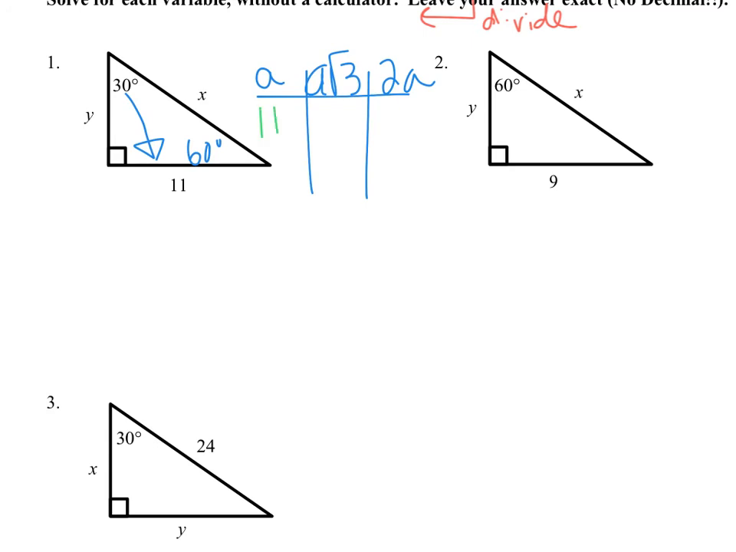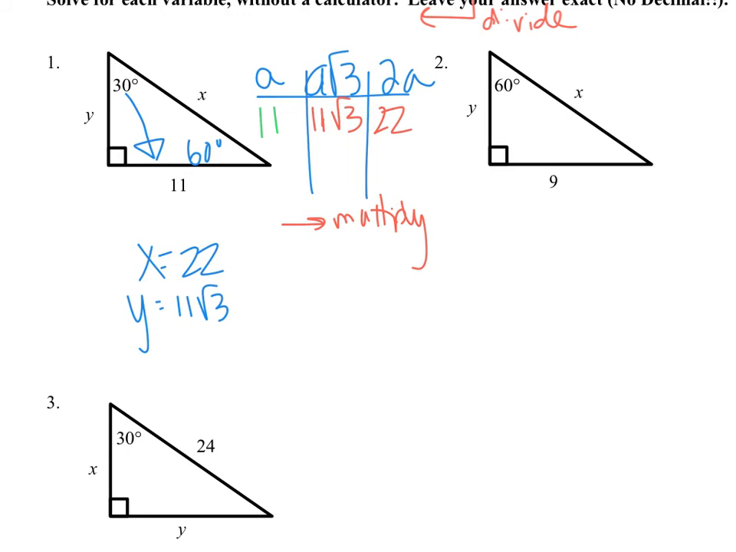Okay, and so then we're going to the right, we're going to multiply. So this is going to be 11 root 3, and then 11 times 2 is 22. So x equals 22 and y equals 11 root 3. Okay. So when you have the 30-degree angle, that's always the nicest one because then you can just go ahead and multiply and get your information.